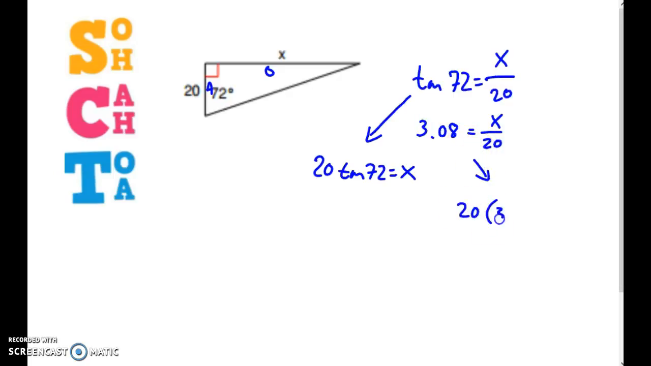Note, it's the exact same thing. It's just a matter of whether or not you want a single decimal as an answer, or whether you want an uglier tan 72 times 20.